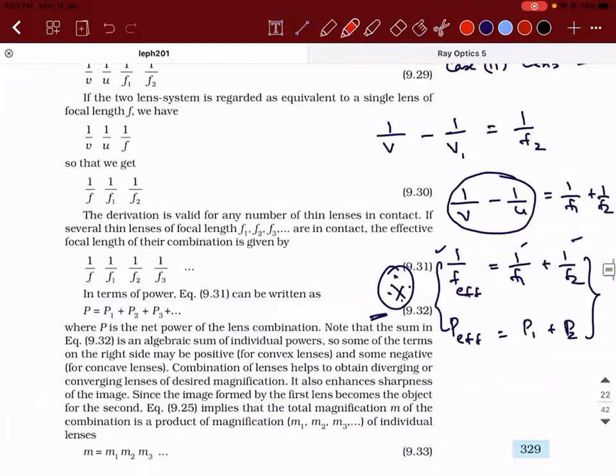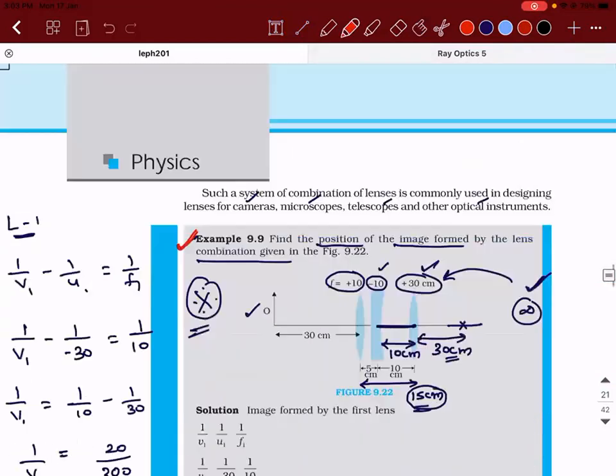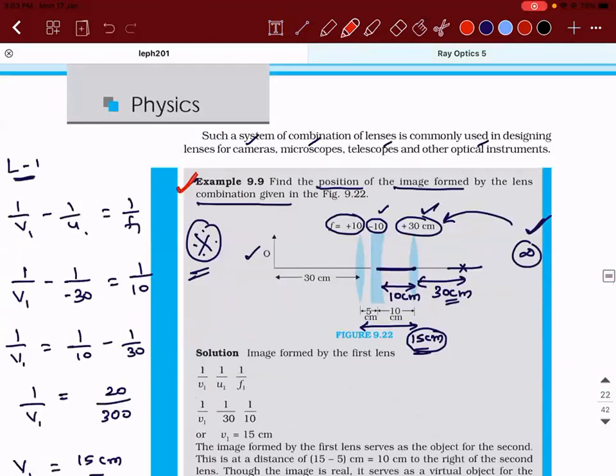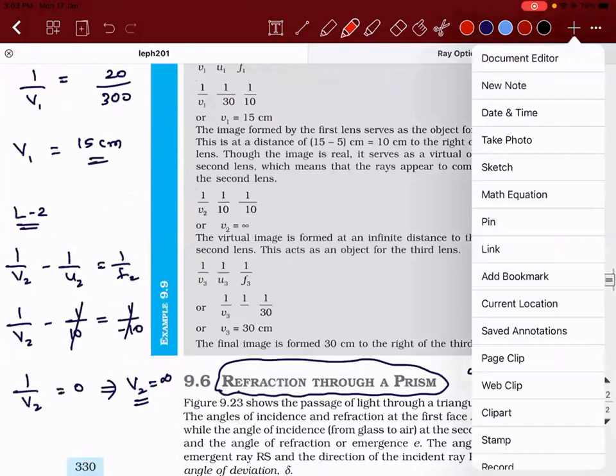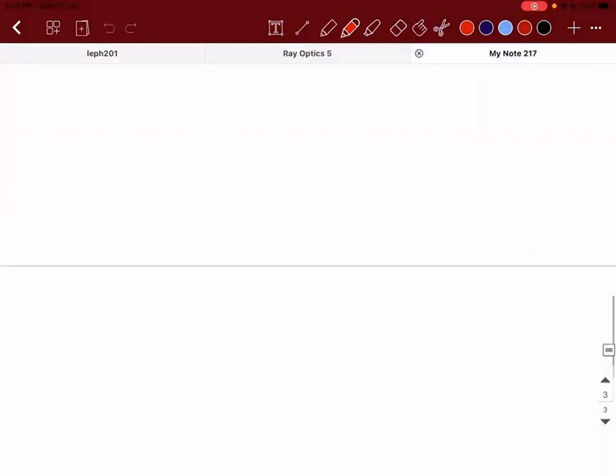So with this we have completed lens maker's formula, lens formula, and power of lens. So the topic that we are ready to start with is prism, right? So we'll get started with the next topic, that is prism. Okay, so let's write it down.